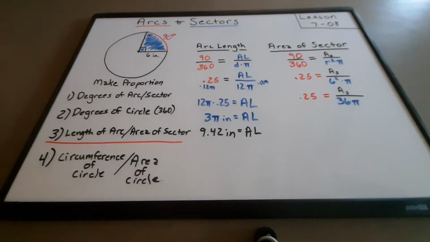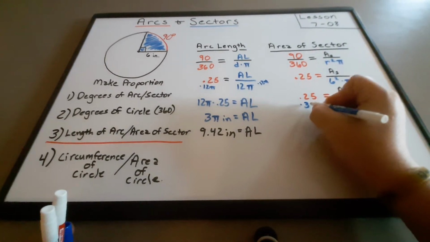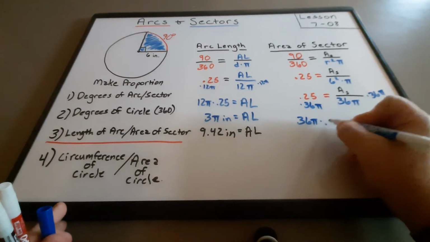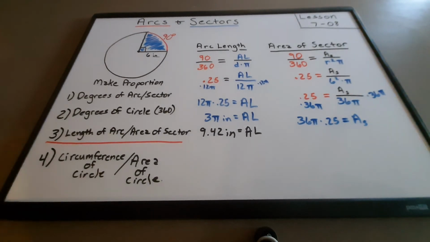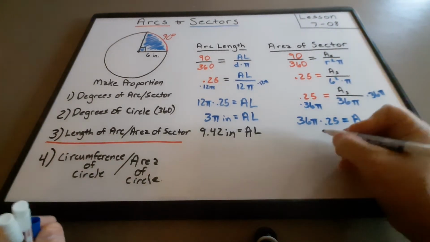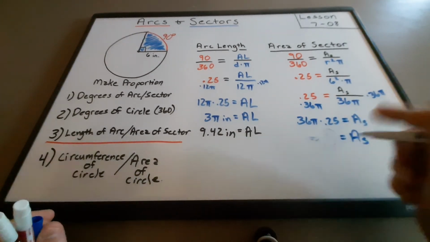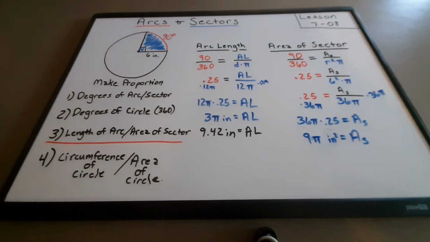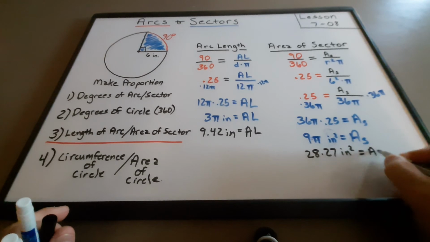Since we're dividing by 36 pi, we might as well multiply by it to move it to the other side. This creates 36 pi times 0.25 equals the area of the sector. If we multiply this out, we come away with 9 pi is the area of the sector. Oh, we should put a measurement on here. This is an area, so it'd be 9 pi inches squared. Or if we want to round it, we type it into our calculator and we get 28.27 inches squared as the area of the sector.